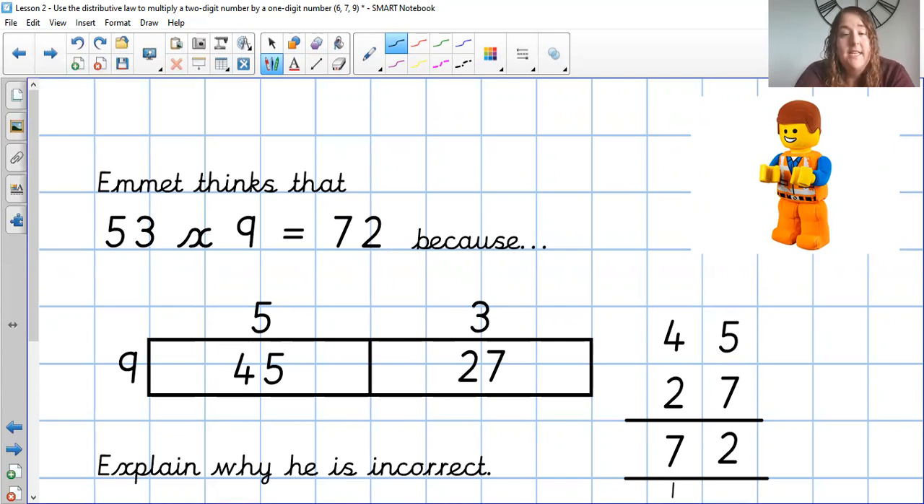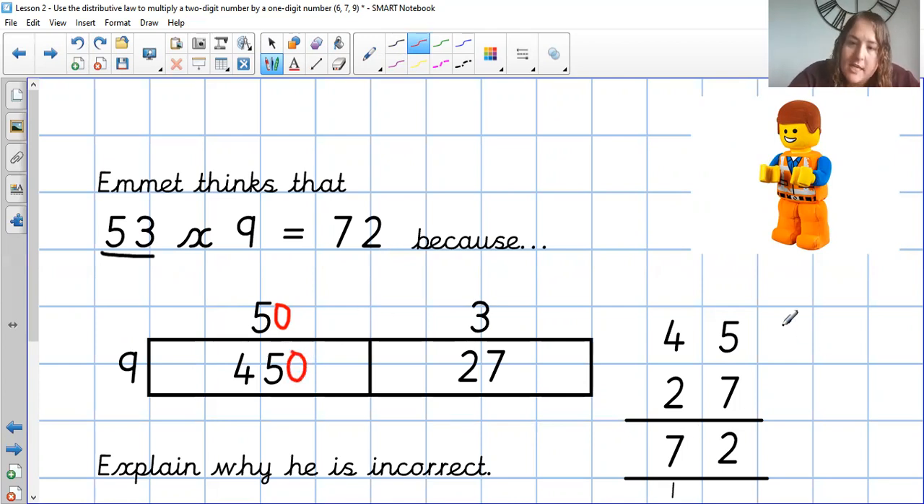Okay, so he has actually correctly drawn a partitioning grid, which is brilliant. But he hasn't partitioned the number 59 very well, has he? This number, not 59, 53. He hasn't partitioned 53 very well because he's got a 5 and a 3. And what he should have here is a 50. That's how we partition our number because it's 5 tens or 50 and 3. So then when he multiplied 9 by 5, he should have had the answer 450.